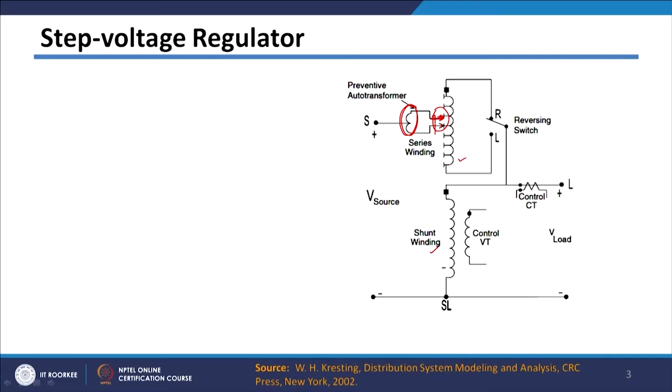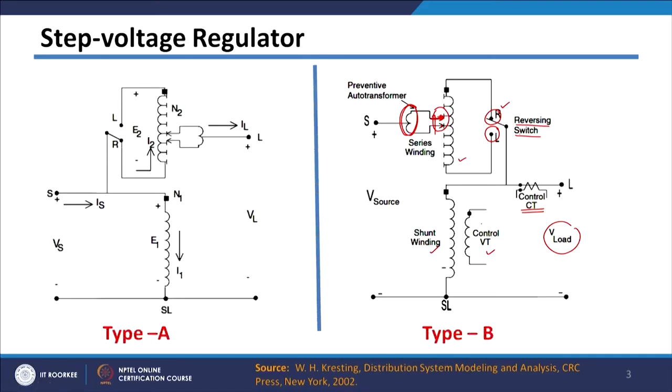And we have seen that depending upon the position of this reversing switch, there will be an R position, which we use if we want to raise the voltage beyond normal voltage, and we put the reversing switch on the L position if we want to decrease the voltage. Then this CT is connected on the load side to measure the load current delivered to the load, and there is a voltage transformer which is used to measure the voltage on the secondary side of the regulator.